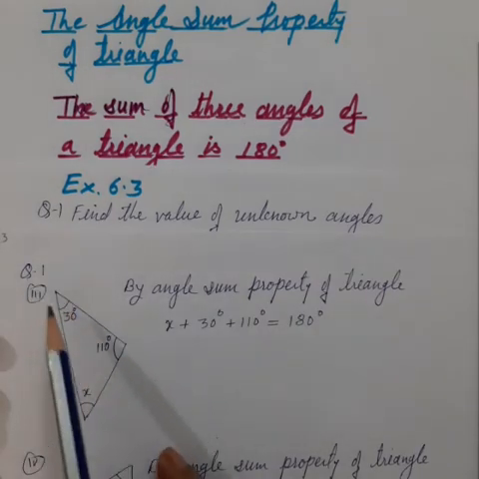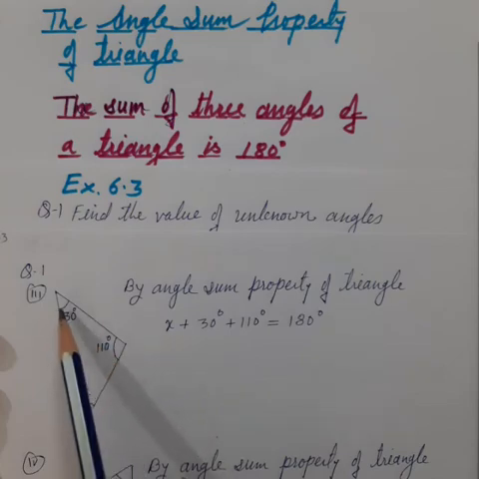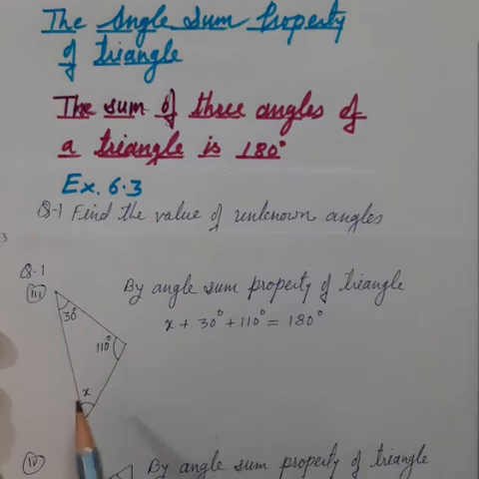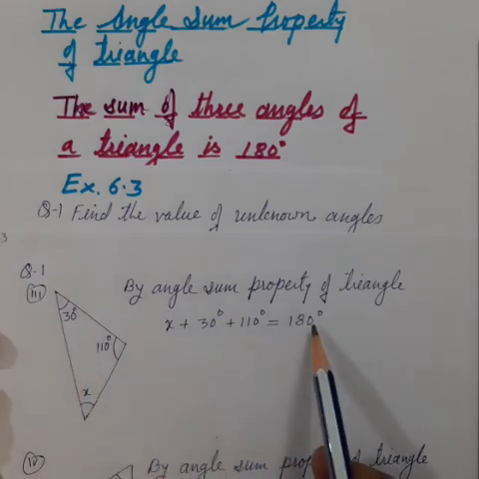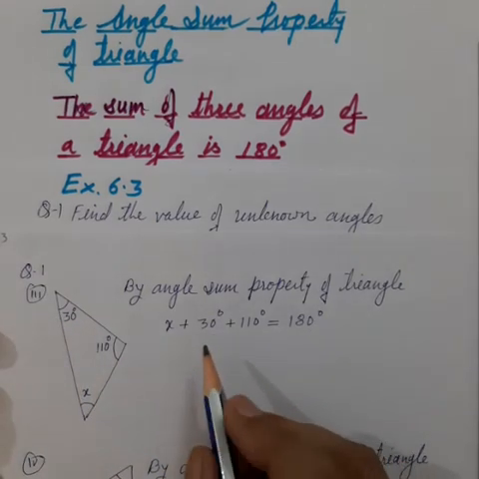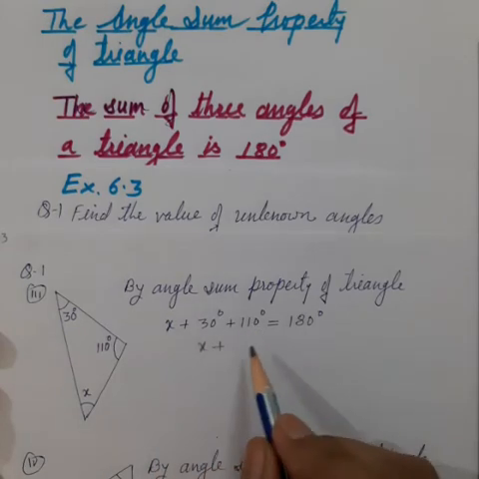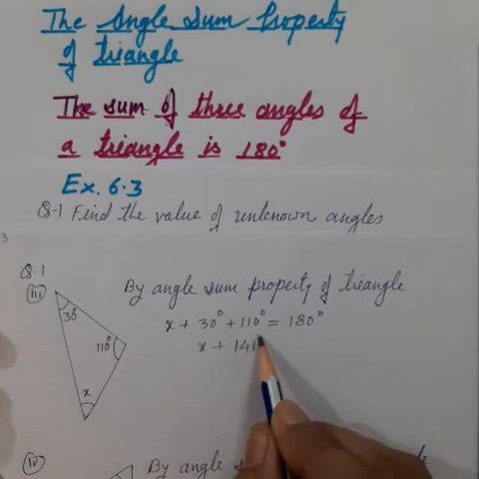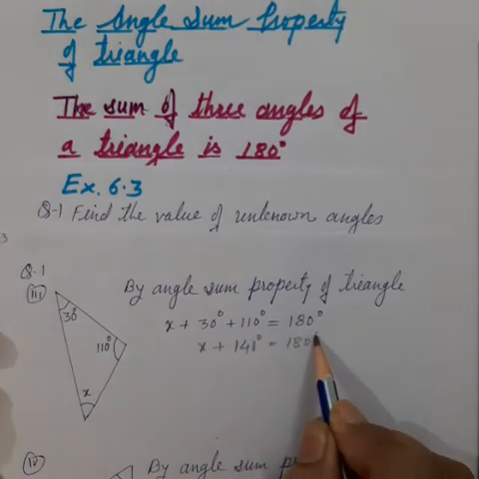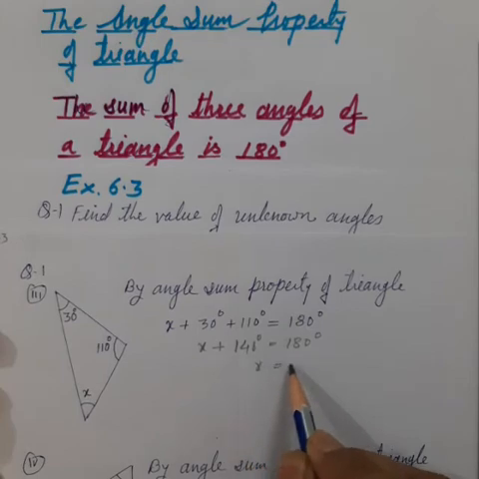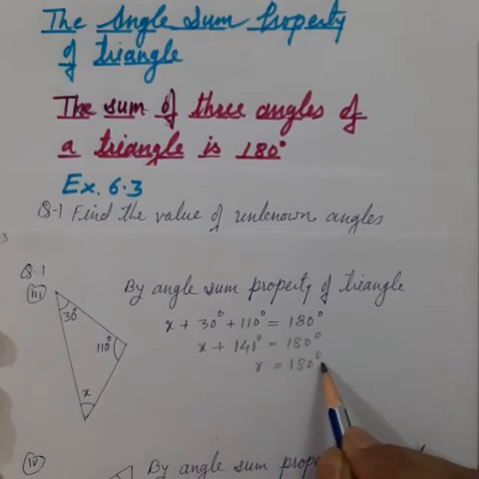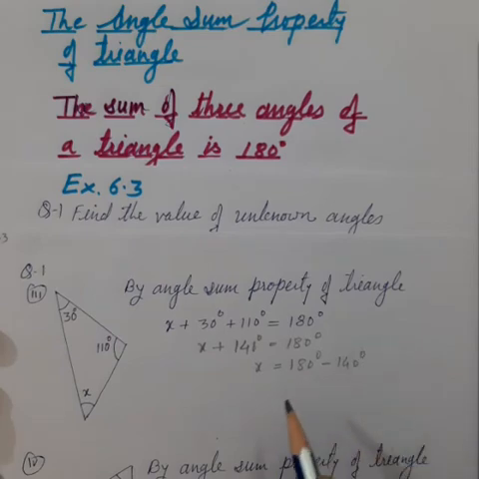Third, in this triangle, the measures of these two angles are given and we have to find out the measure of x. By angle sum property of triangle, the sum of these three angles is equal to 180 degrees. Now let us find out the measure of x. So x plus 30 degrees plus 110 degrees, 140 degrees, equal to 180 degrees. Transpose 140 degrees to the right hand side and subtract 140 degrees from 180 degrees. So x equal to, we get 40 degrees.